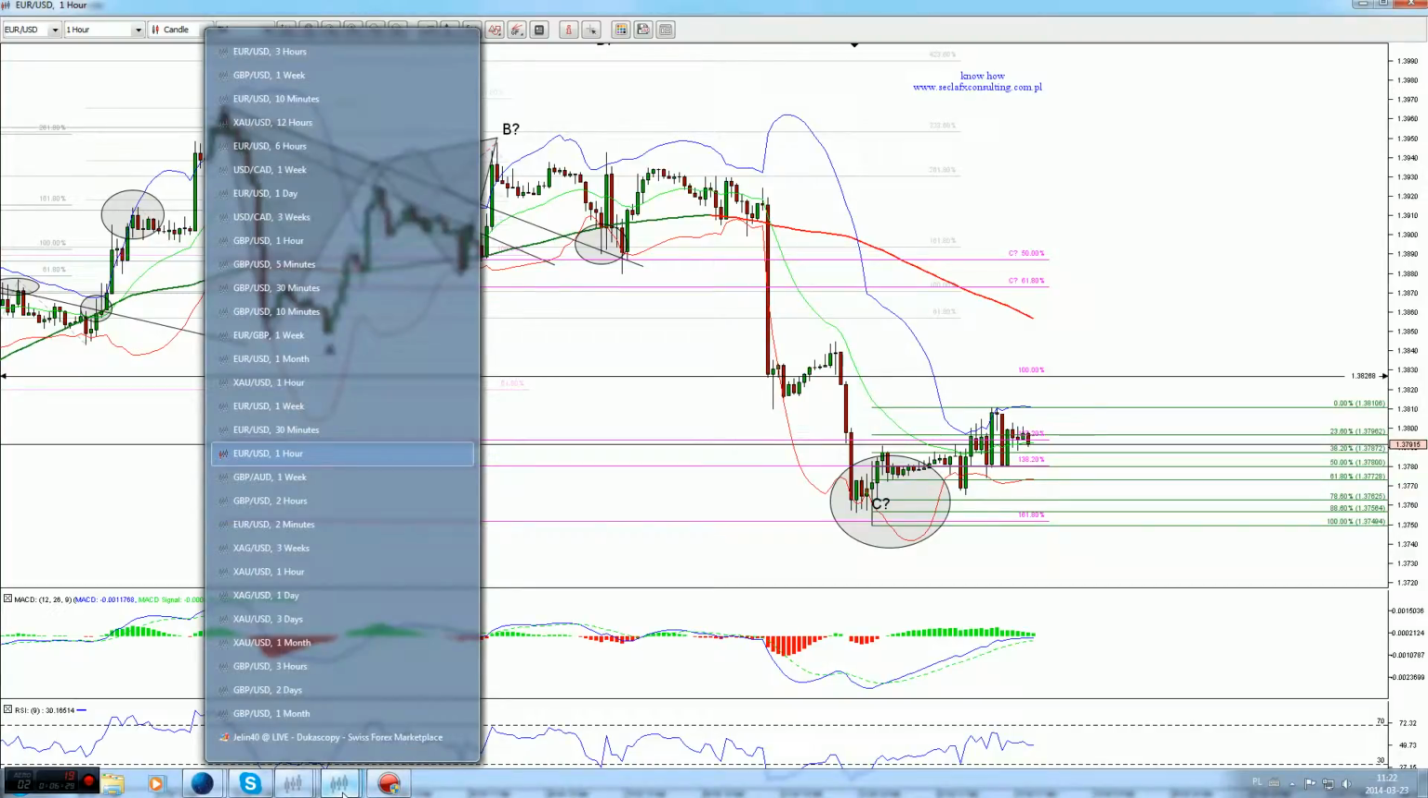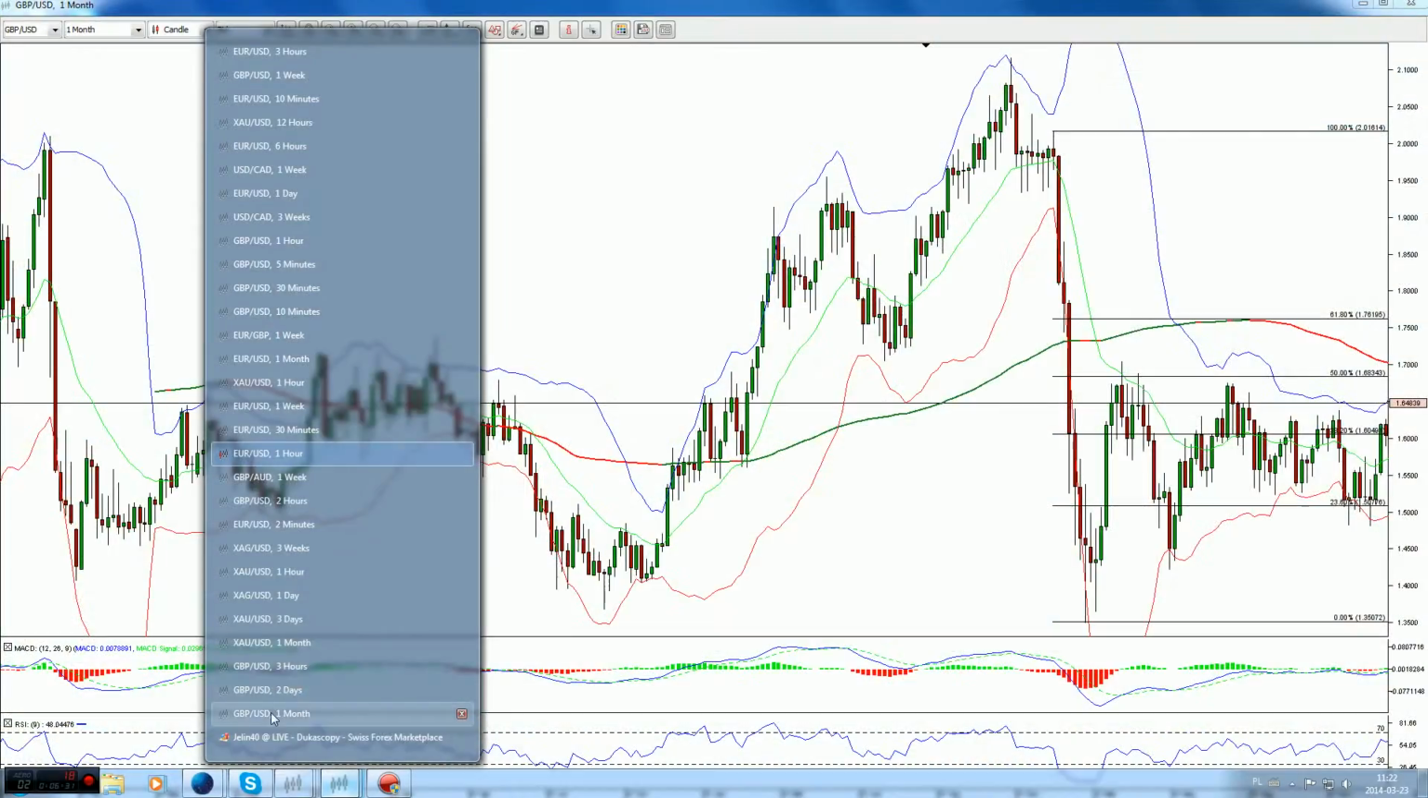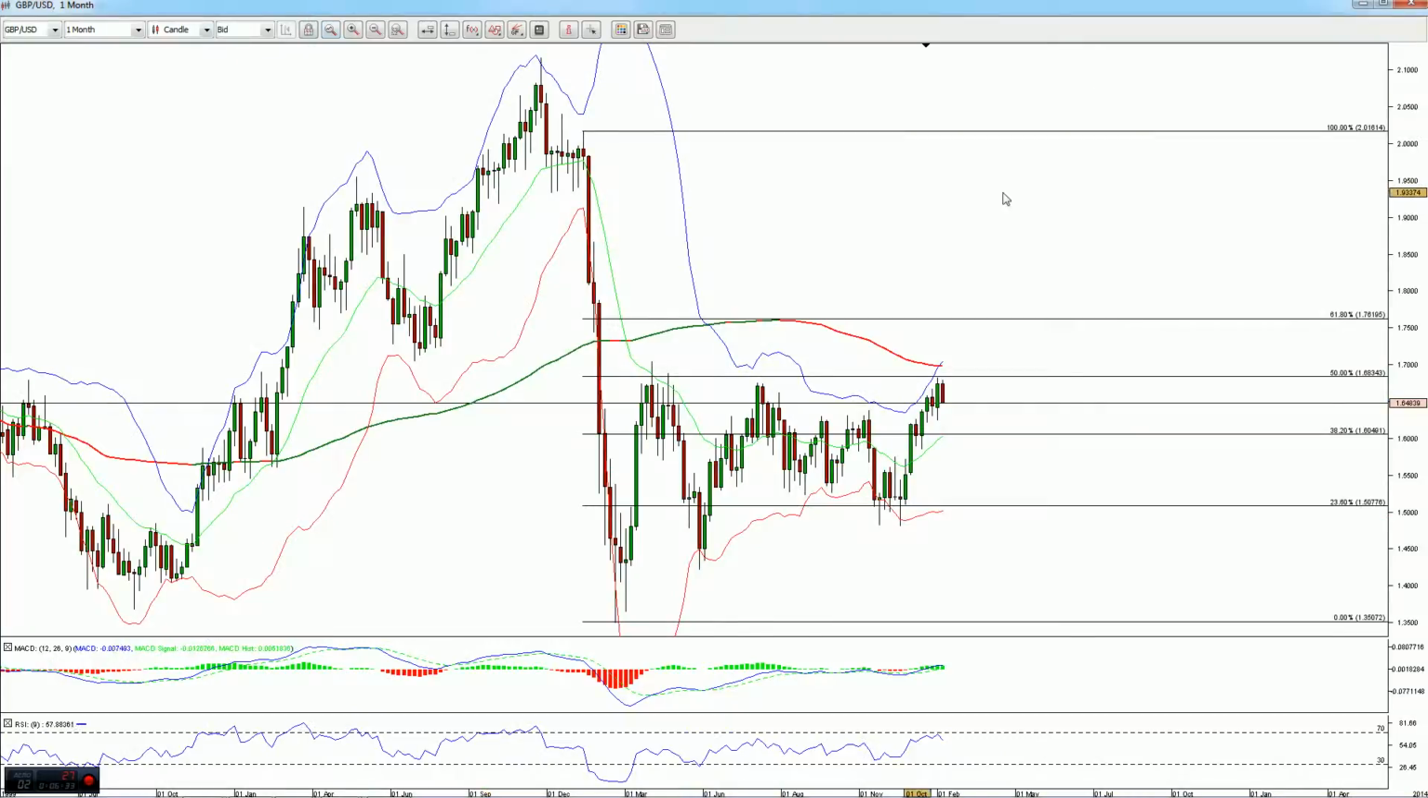Good. Let's go to the Great Britain pound, Great Britain pound USD monthly candle. Currently a red one.